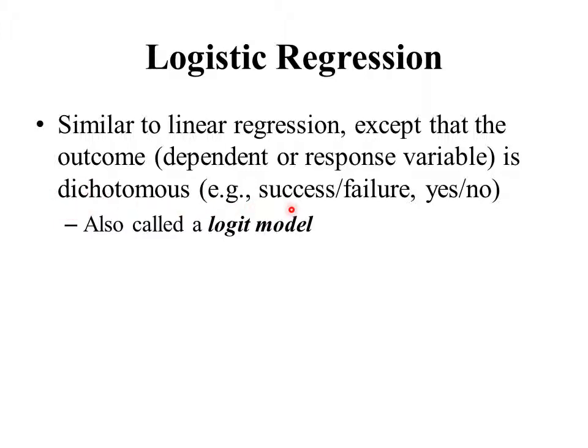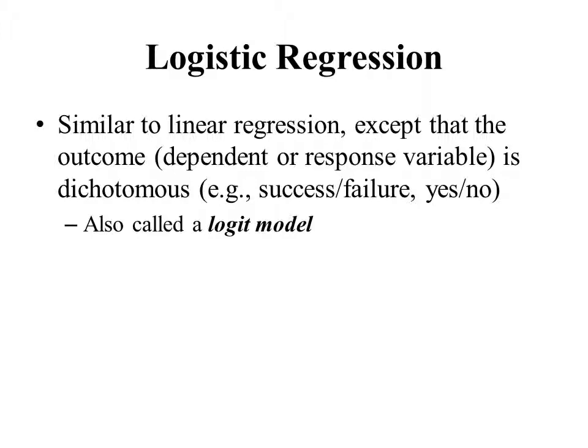So examples could be a variable that's either a success or a failure, or a yes or a no, or a 0 or a 1. So if we ever have a case where our outcome variable or our response variable has just one of two values, then we could maybe use logistic regression to analyze our data. Logistic regression is also called a logit model.